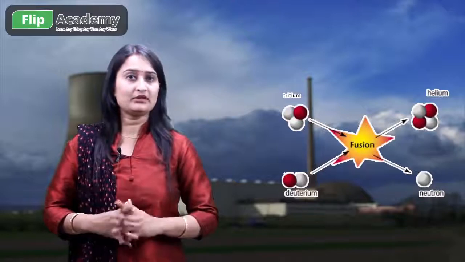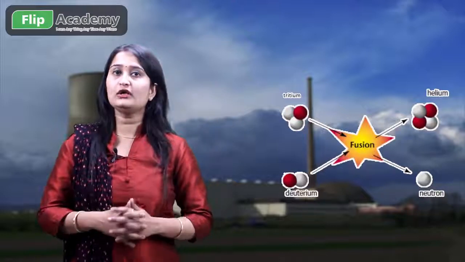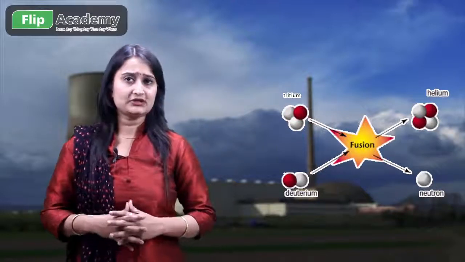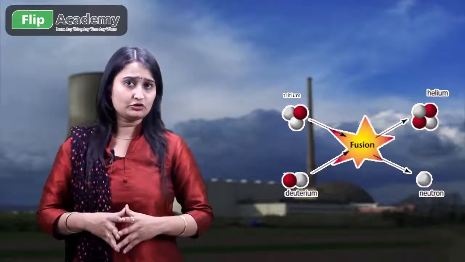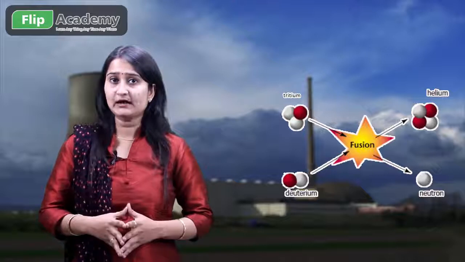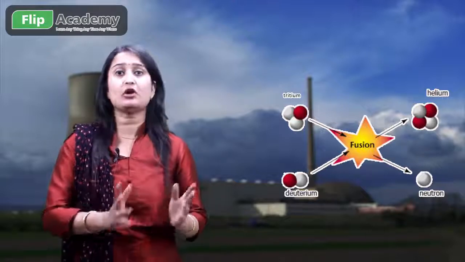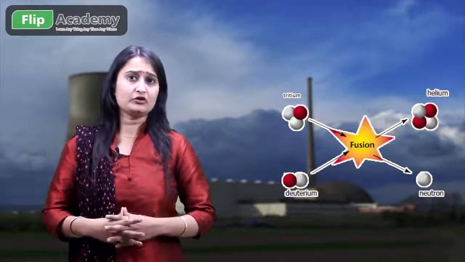Now, you can see from the reaction, this is called the nuclear fusion reaction. In this reaction, two deuterium hydrogen atoms are combined together to release helium, a neutron and a tremendous amount of energy. This energy is released in the form of heat and light energy. The nuclear fusion reaction has various advantages as well as various disadvantages.